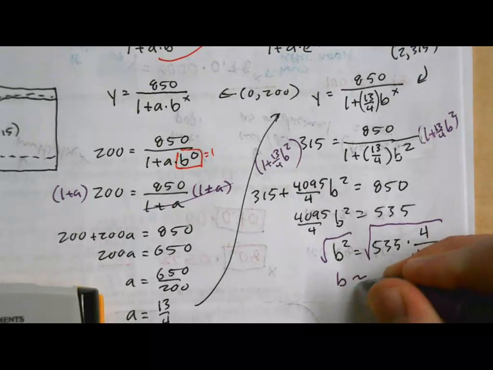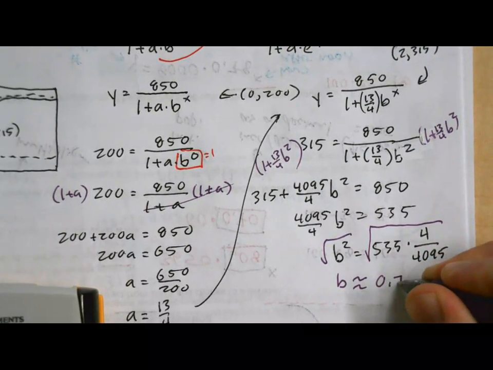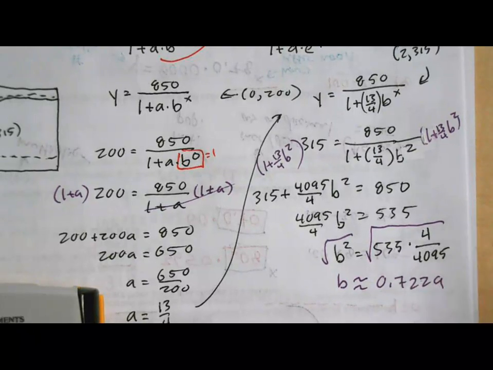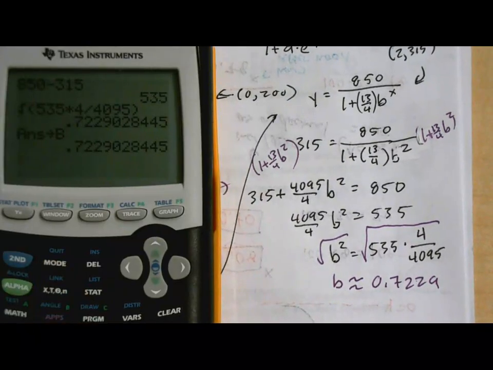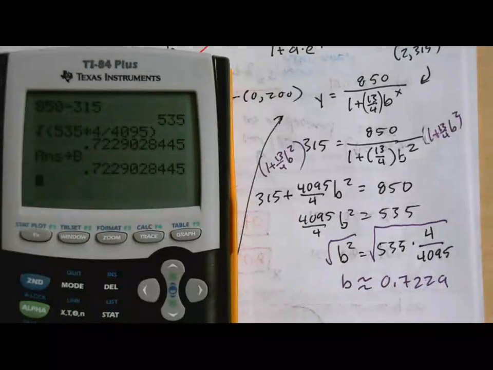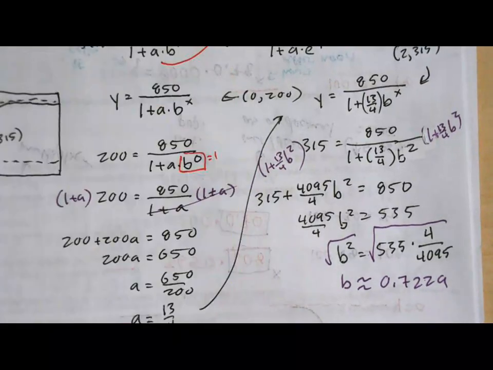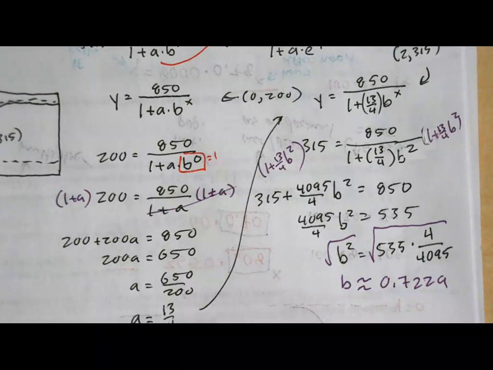So B ends up being about 0.7229, but of course we're going to stow that so that we can use all of its decimals. Questions here? So the algebra gets a little intense here. Just take it a little piece at a time. If it helps you to show your minus 315 on both sides, go ahead and do that.